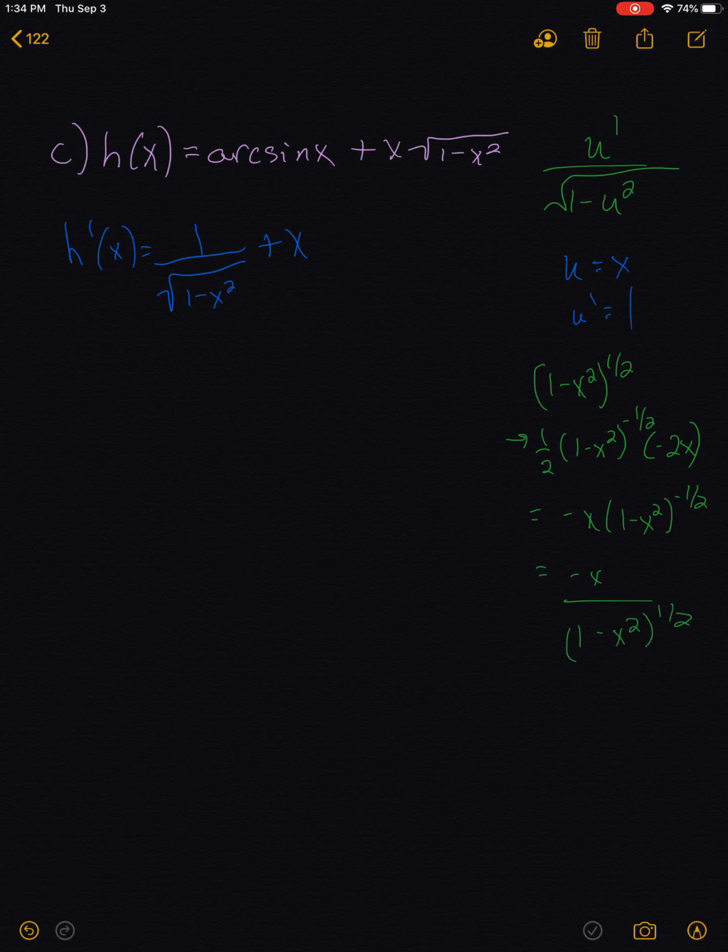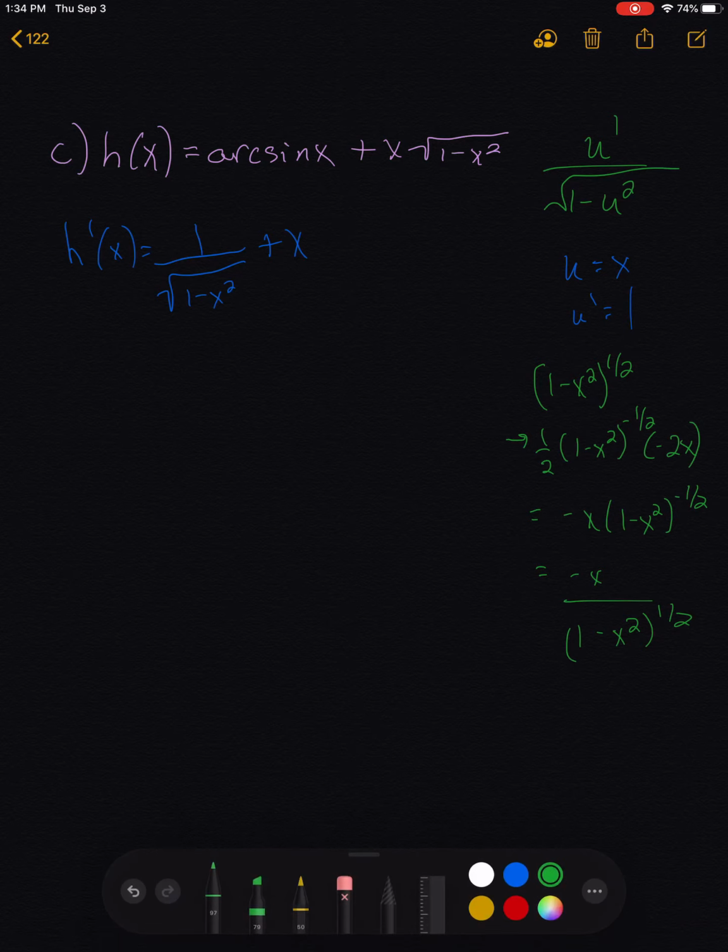Okay, so we had the first factor of x now times the derivative of the second factor, which we now know is negative x over 1 minus x squared to the 1/2. I'll go ahead and rewrite that with the square root notation, so square root 1 minus x squared. Okay, so it's first times the derivative of the second plus the second, which is square root 1 minus x squared, times the derivative of the first, which is just 1.